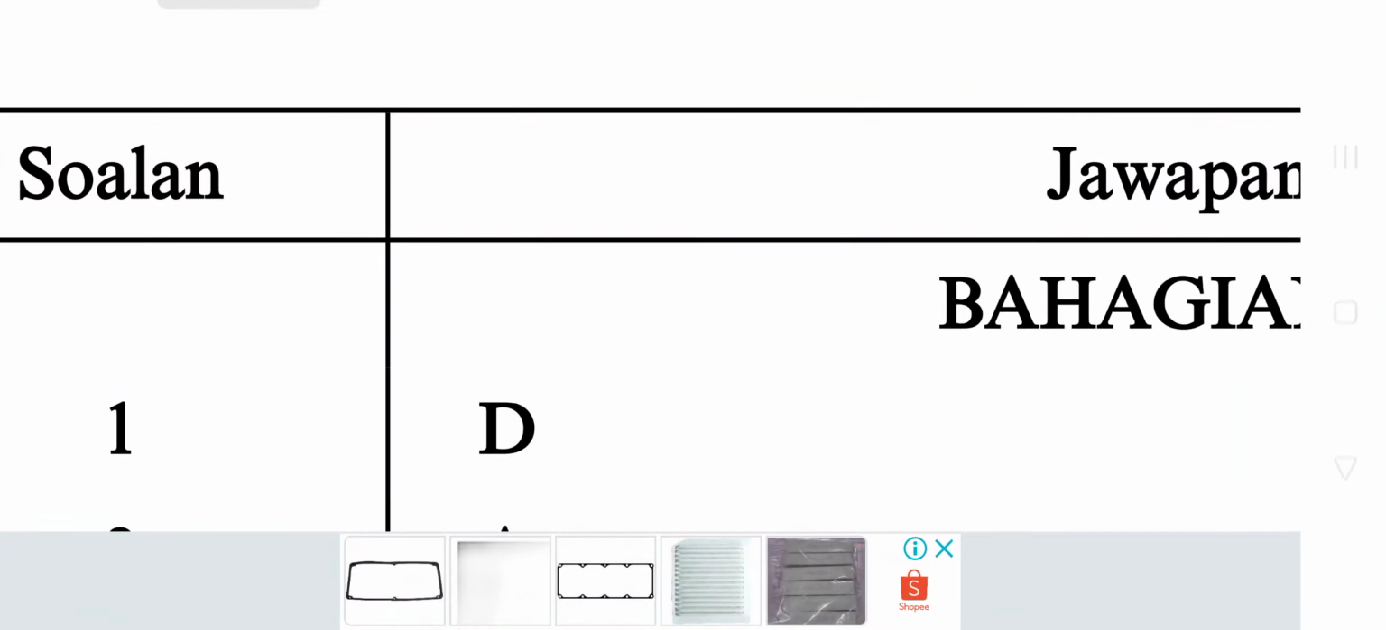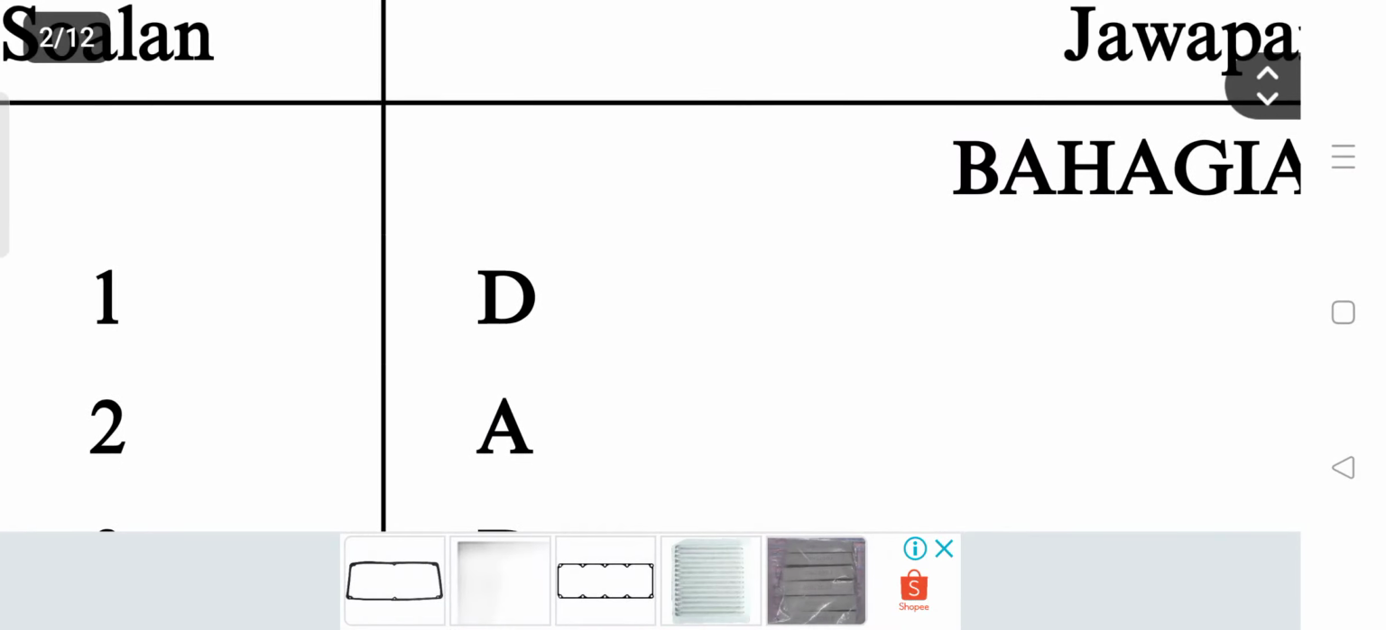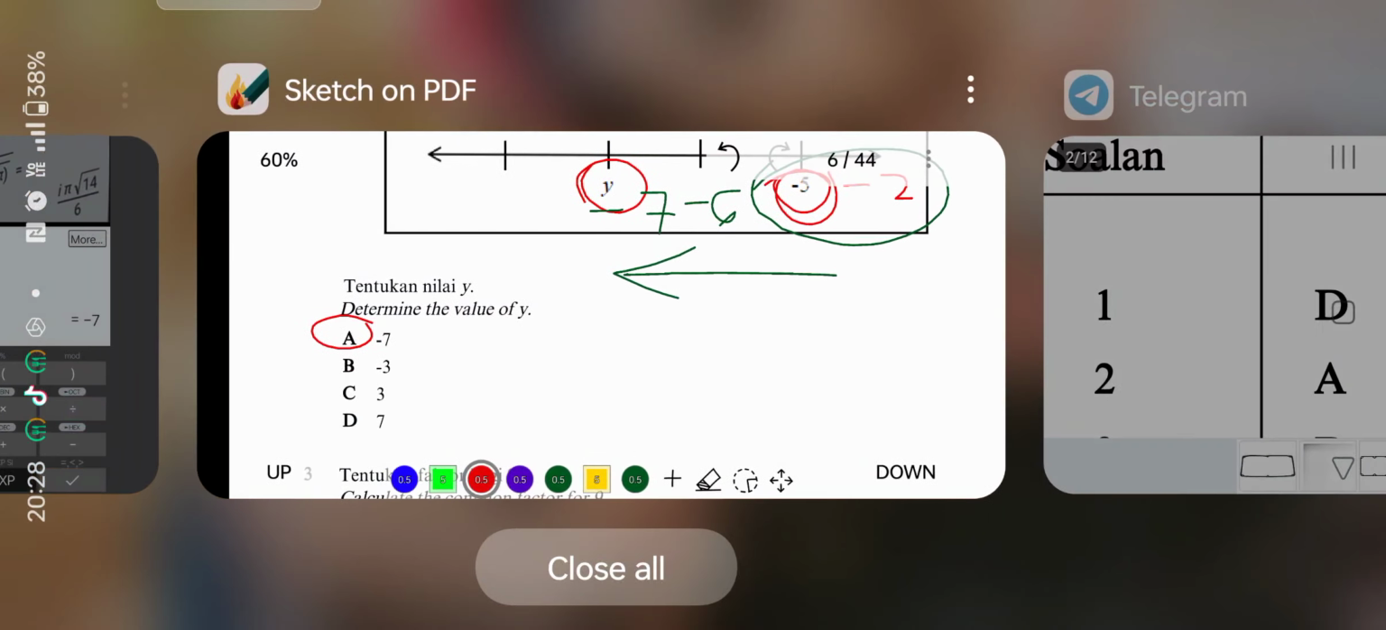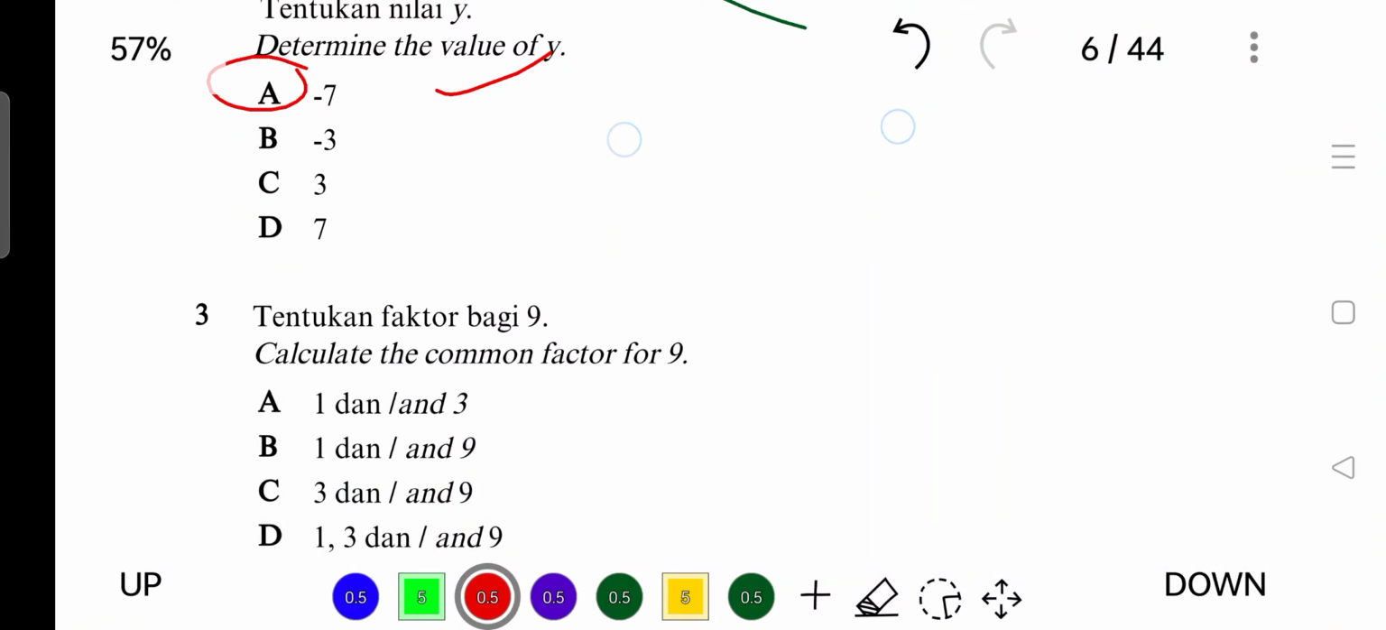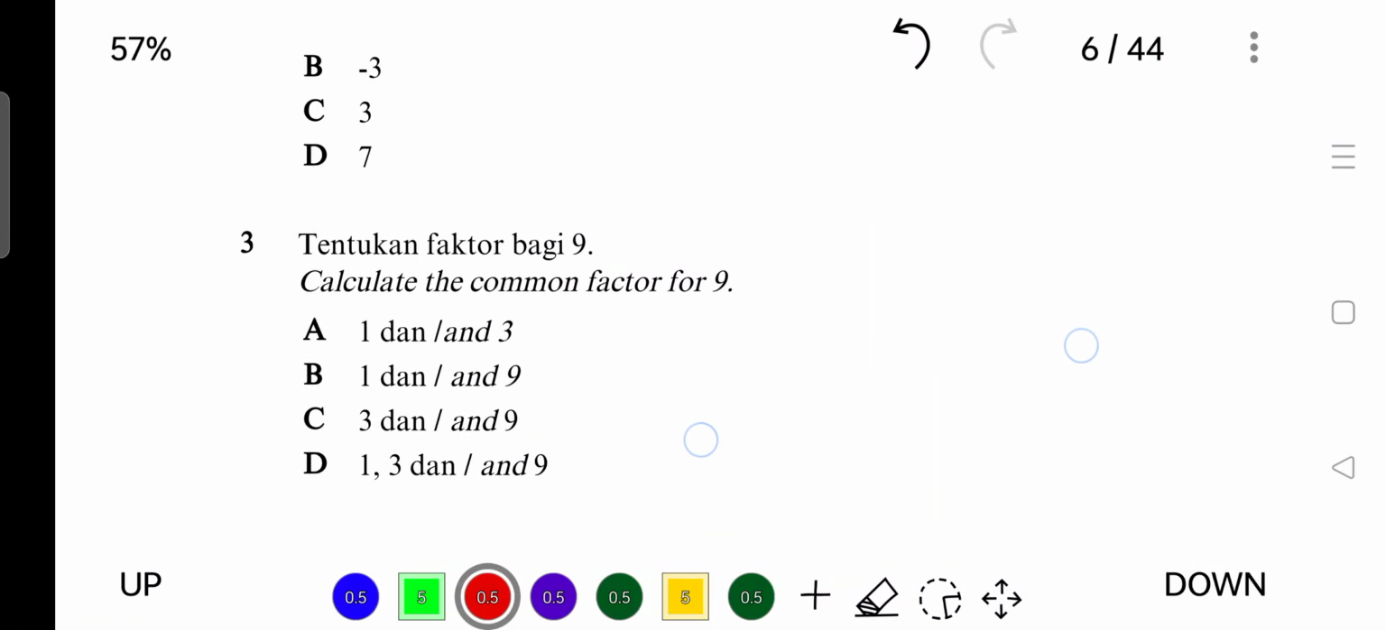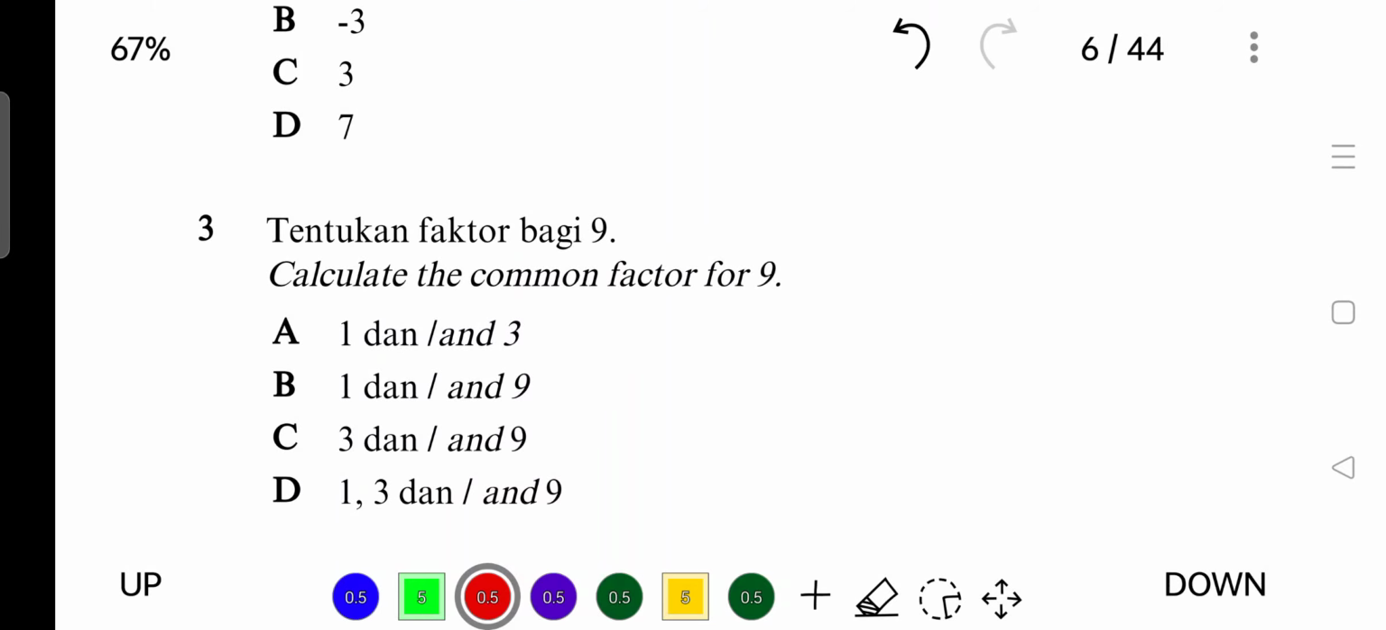Let us check if the answer is A. Yeah, that's right. Answer is A. So you got this correct as well. You can mark your answer together with me. Next, question number 3. You have to calculate.